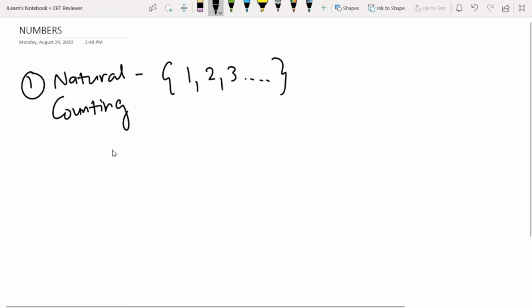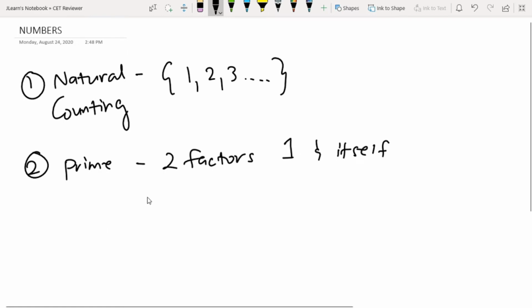So, mas madali silang maalala as counting numbers kasi pag nagbibilang ka, nag-start ka from 1, di ba? So, 1, 2, 3, 4, 5. Hindi ka naman nag-start from 0. Okay? So, the next type of numbers ay prime numbers. Okay? So, ang prime numbers ay numbers na has exactly two factors, no? So, two factors, 1 and itself. So, first few examples ng set na to ay 2, 3, 5, 7, 11.